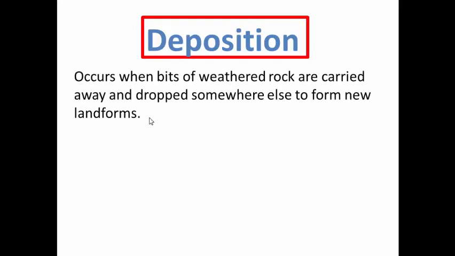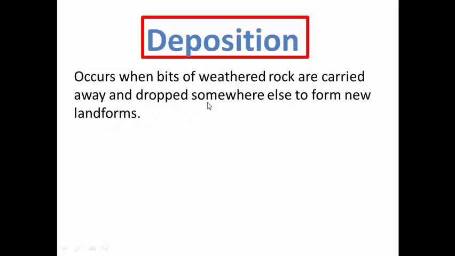Deposition, it means occurs. When will this deposition occur? It occurs when bits of weathered rock, it means small bits of broken rocks, are carried away, and this is the most important part, dropped somewhere else to form a new landform.